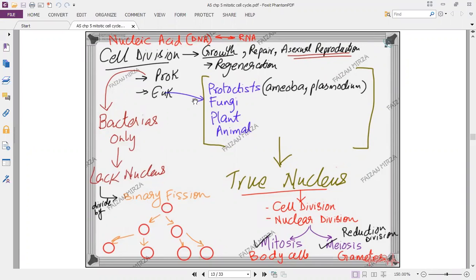But eukaryotes cannot carry out cell division alone. We have to carry out cell division together with nuclear division. True nucleus cells have to carry out cell division together with nuclear division. The nuclear division can occur by mitosis or meiosis. Mitosis occurs in body cells where the number of chromosomes remains the same. Meiosis occurs in gametes, where reduction division takes place and the number of chromosomes becomes half.